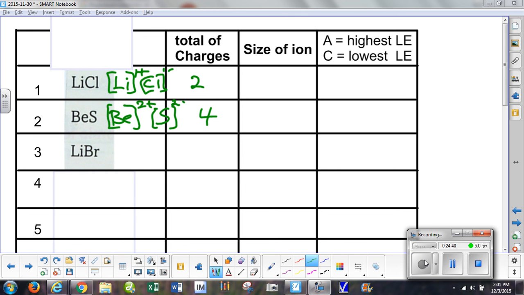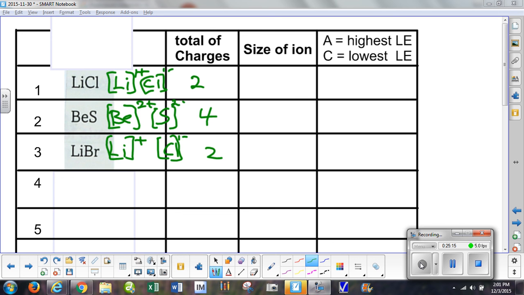What's the charge value for lithium bromide? And what are our charge values? Okay, so our charge value here is 2. The 1 becomes a positive, and then we add it to the other one. So, you have that right? Okay, now we've got a problem, don't we?